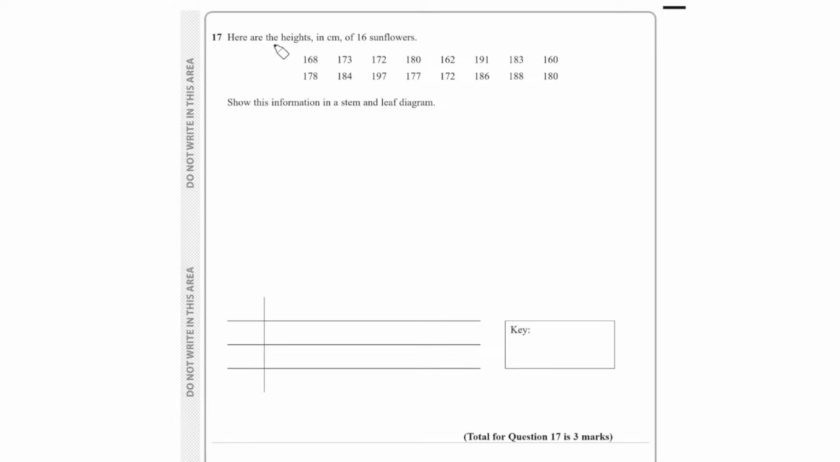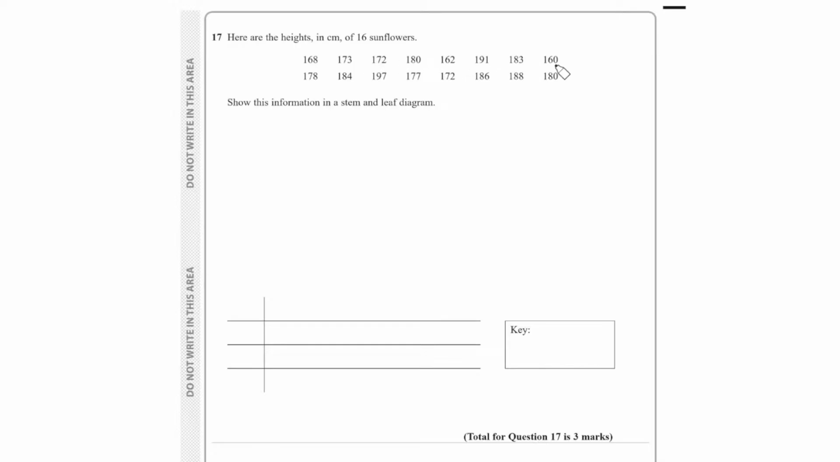Question 17. Here are the heights in centimetres of 16 sunflowers. Just double check if they're in order first of all, which they're not, are they? It doesn't look like they're in order, so we'll bear that in mind. Show this information in a stem and leaf diagram. So I need to put them in order, which is why I think they've given me this space here. We don't necessarily have to write them in order, but I would personally find it easier if I did. So let's see what we've got.